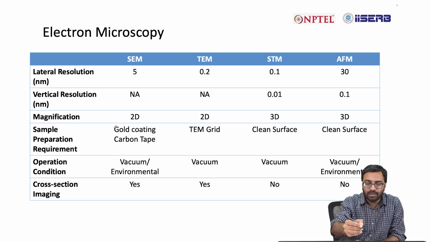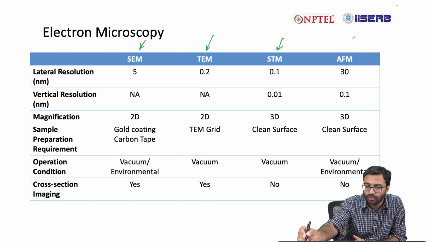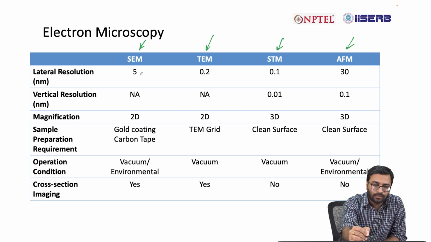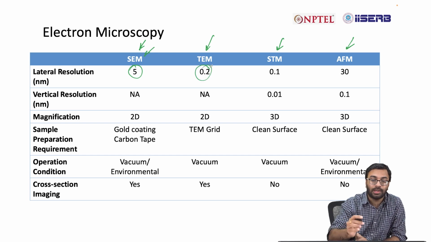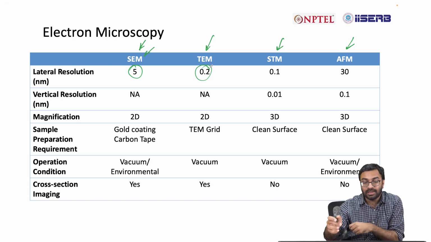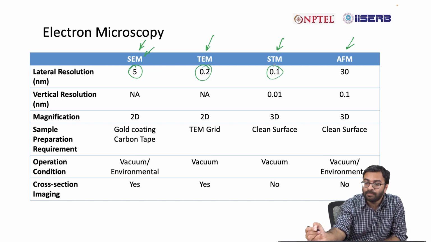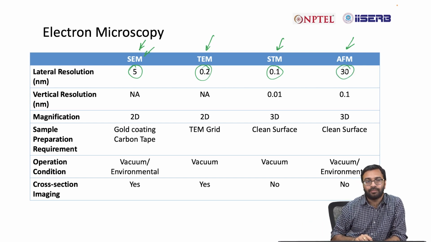So here I have given you a comparison between the different types of microscopy that we have discussed. In case of SEM, the lateral resolution is 5 nanometer. Anything less than 5 nanometer is very difficult to get from a scanning electron microscope. In case of TEM, it's 0.2 nanometer, which is very small. And then in case of STM, it's even smaller, 0.1 nanometer. For AFM, the lateral resolution is usually 30 nanometer.